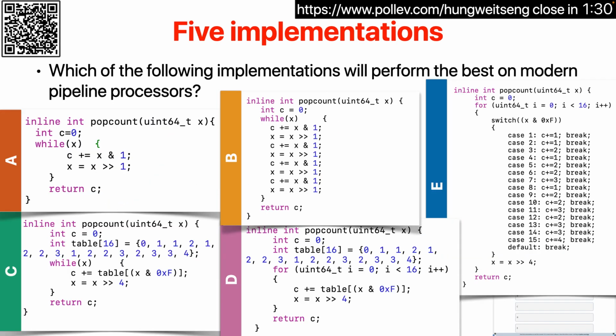Okay, so that's actually, you can shift it, and then you do an AND, right? So here I present 5 different implementations. Can you tell me which one would be the best on modern processors?